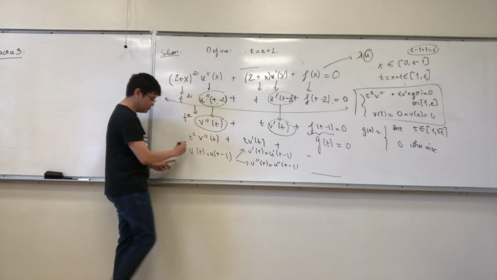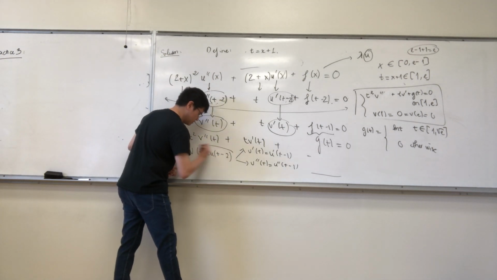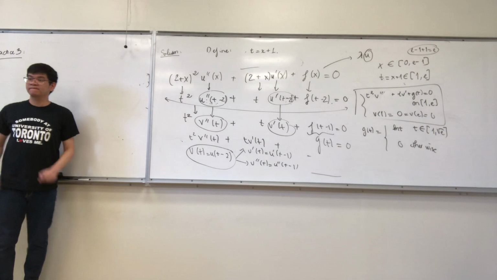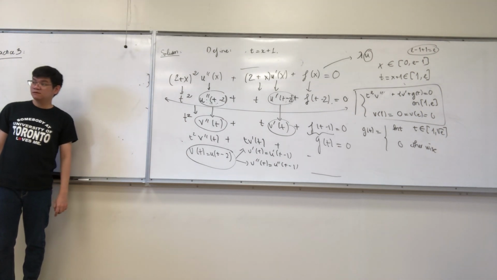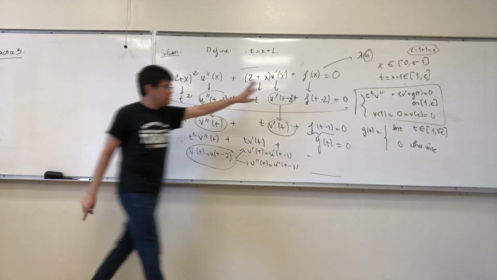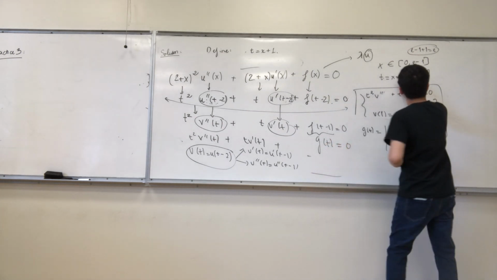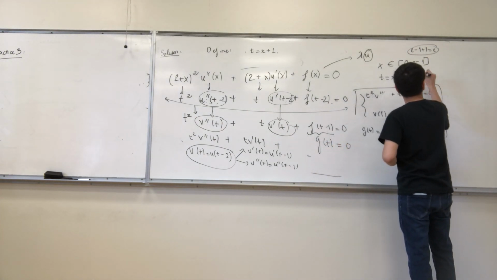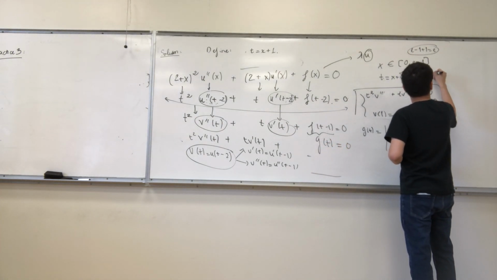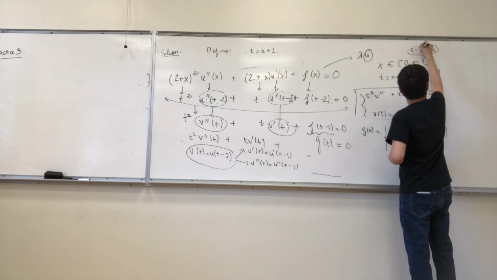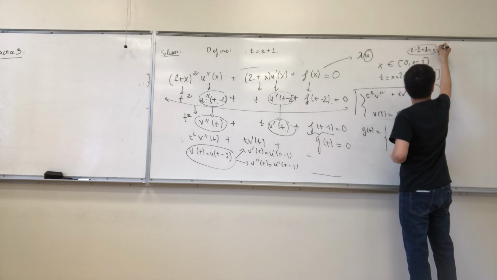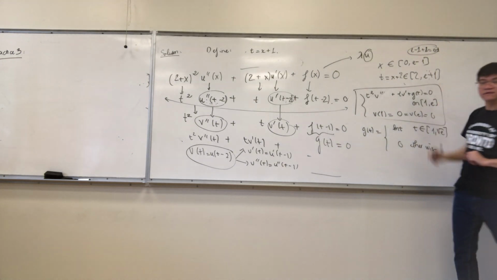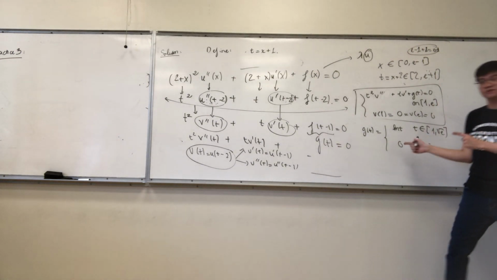So I'm going to define v to be u of t minus 2, right? And then the interval will be different, right? So this is going to be 2 to e plus 1, because here I have e minus 1 plus 2, and this is e plus 1, right? So you know how to shift it.